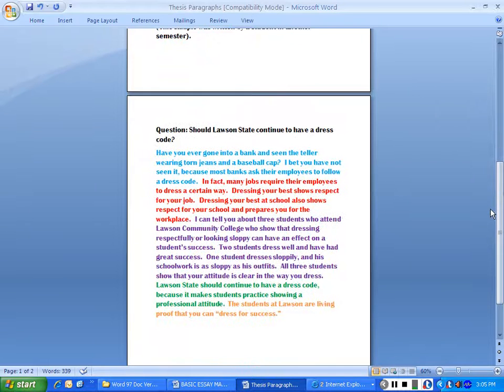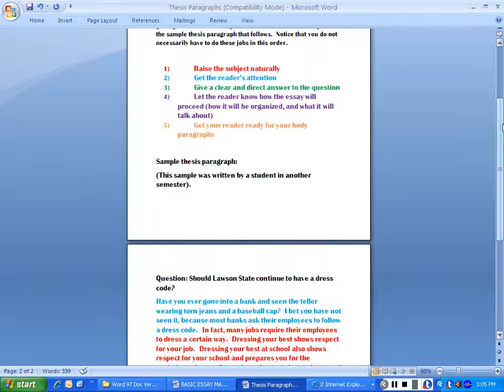Have you ever gone into a bank and seen the teller wearing torn jeans and a baseball cap? I bet you have not seen it because most banks ask their employees to follow a dress code. You can see that the student is using a rhetorical question and an answer to get the reader's attention.